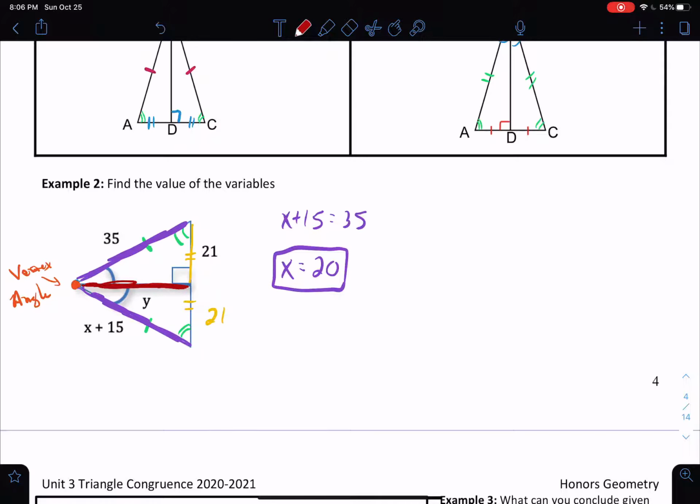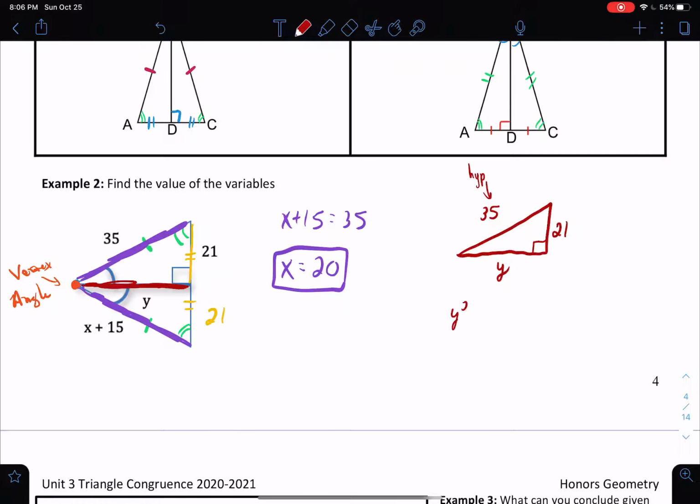All right, well, what if I draw this upper half separately? I've got that this side is 21, this side is 35, and this missing side is y. Well, what type of triangle is this? This is a right triangle. How can I solve for a missing side length using a right triangle? I can do the Pythagorean theorem. All right, this is my hypotenuse, and 21 and y are my legs.